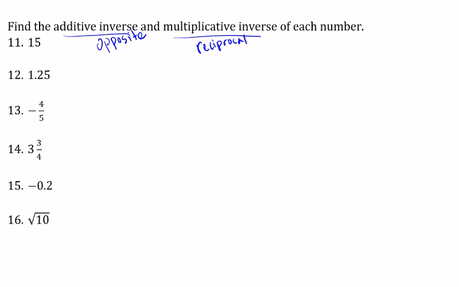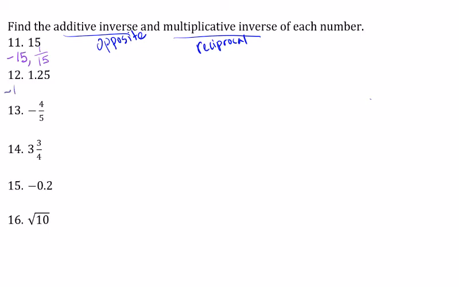Reciprocal. All right. So the additive inverse of 15 is just negative 15, right? And the multiplicative inverse is the reciprocal. So when you have a number that's not a fraction, you can just put a 1 underneath, right? So 15 over 1 is what 15 is as a fraction. So if we flip that over, we get 1 over 15. All right, easy peasy.